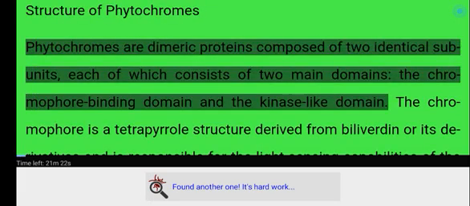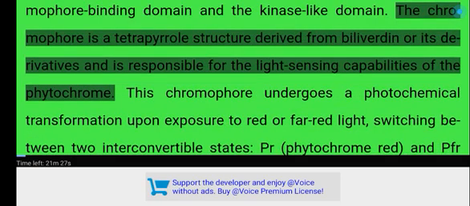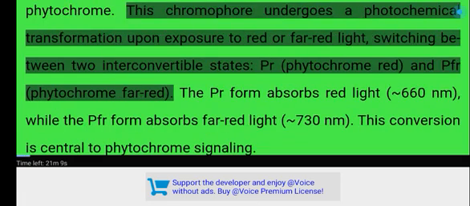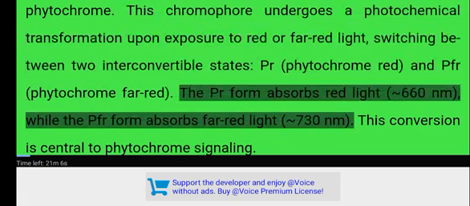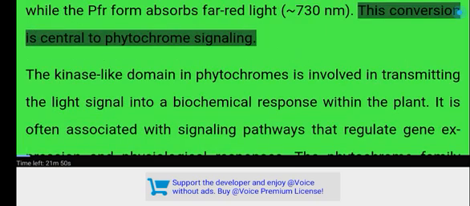Structure of phytochromes. Phytochromes are dimeric proteins composed of two identical subunits, each of which consists of two main domains, the chromophore-binding domain and the kinase-like domain. The chromophore is a tetrapyrrole structure derived from heme and its derivatives and is responsible for the light-sensing capabilities of the phytochrome. This chromophore undergoes a photochemical transformation upon exposure to red or far-red light, switching between two interconvertible states, Pr (phytochrome red) and Pfr (phytochrome far-red). The Pr form absorbs red light at approximately 660 nanometers, while the Pfr form absorbs far-red light at approximately 730 nanometers. This conversion is central to phytochrome signaling.